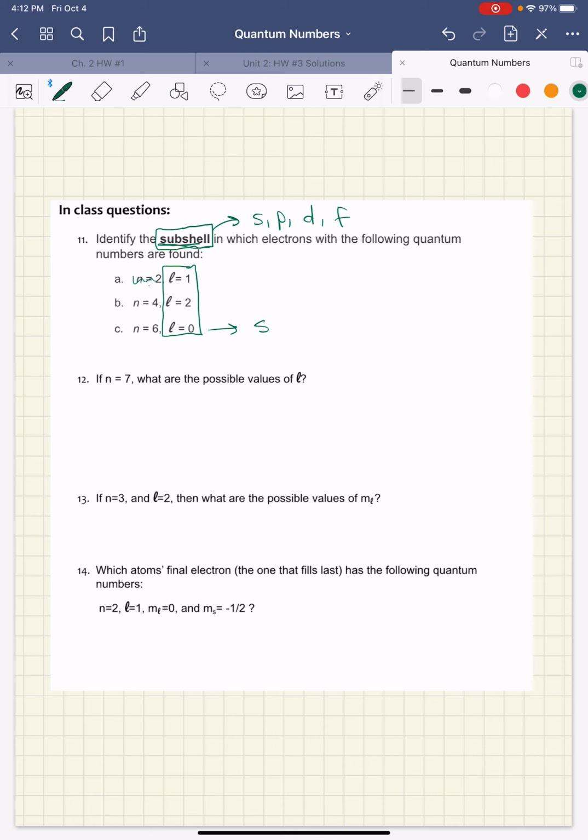Since this P is equal to 1, so the first one would have to be P. And then D is equal to 2, so the middle one would have to be D. All right, now this next one.